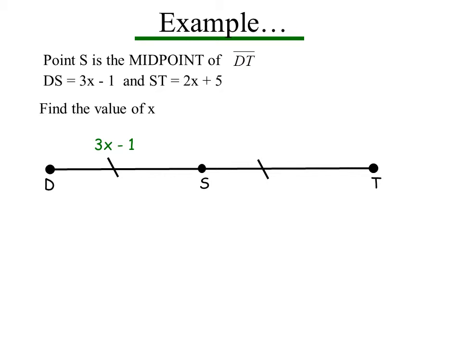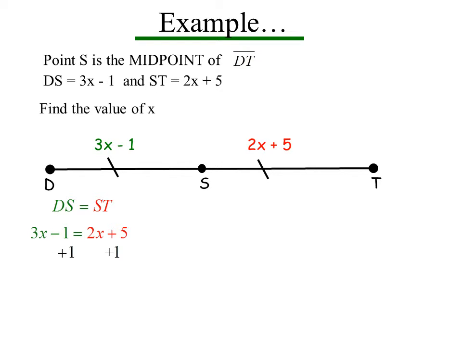I'm going to write in what I know. DS is 3x minus 1. ST is 2x plus 5. Well, because S is the midpoint, I know that DS has to equal ST. I can now substitute the values into this equation. 3x minus 1 equals 2x plus 5. And now I have an equation that I can solve.